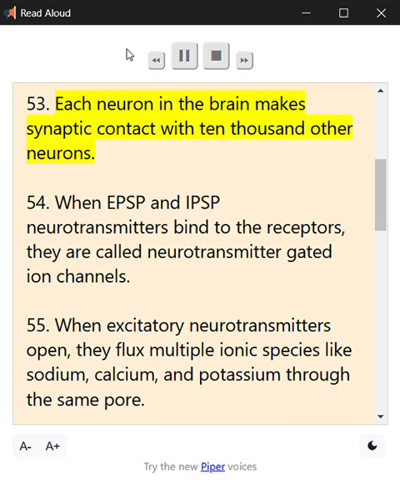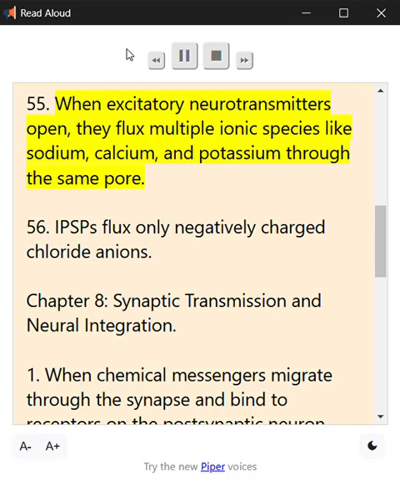53. Each neuron in the brain makes synaptic contact with 10,000 other neurons. 54. When EPSP and IPSP neurotransmitters bind to the receptors, they are called neurotransmitter-gated ion channels. 55. When excitatory neurotransmitters open, they flux multiple ionic species like sodium, calcium, and potassium through the same pore. 56. IPSPs flux only negatively charged chloride anions.